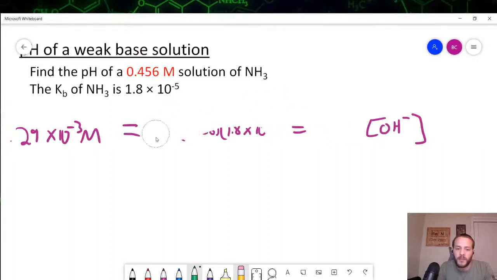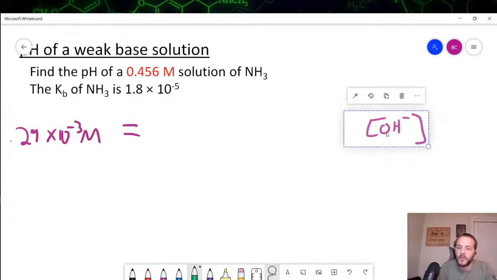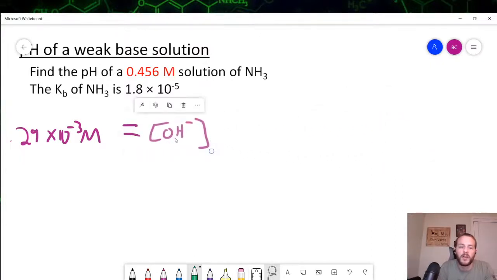So I'm going to erase all of that and just bring this closer. So hydroxide ion concentration is equal to 2.9 times 10 to the minus 3 molar. So we're still kind of a long way from where we need to be, right? We have to find the pH of this. All we have now is the hydroxide concentration. But again, I'm going to do this the way that I like to do them, which is I'm going to start by calculating the pOH, right?